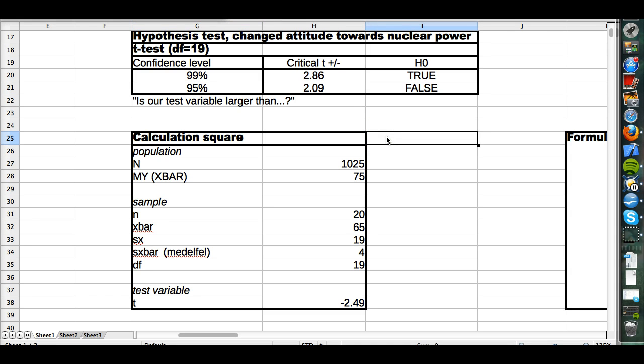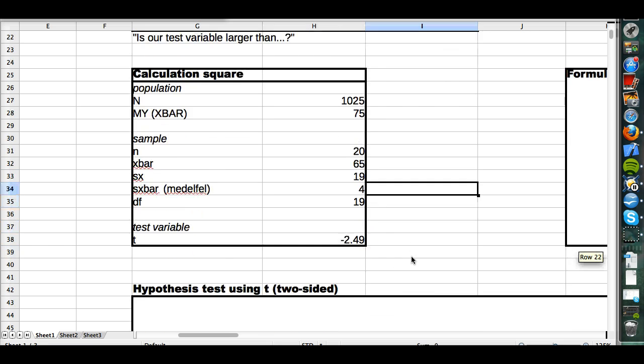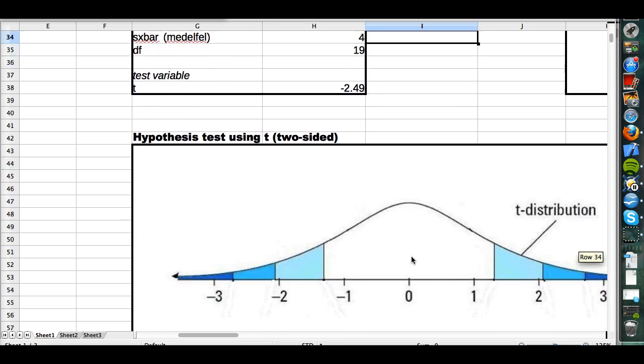Now, the chance that this is just due to random chance, that we just randomly happened to select a lot of people who were negative towards nuclear power, is 5 out of 100. So we're saying that chance is low enough for us to say that we're pretty sure about our guess. Basically, that's how you conduct a t-hypothesis test.